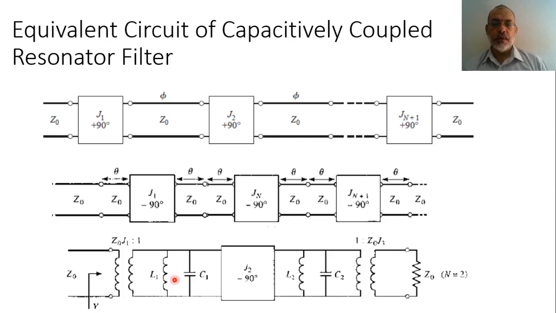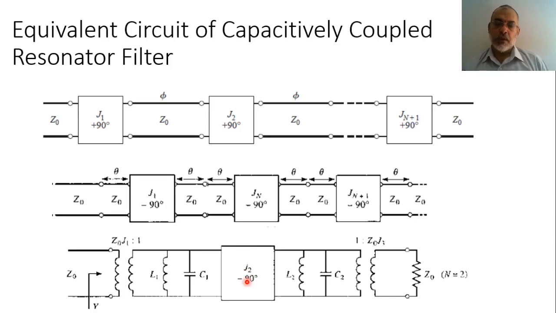In this case, we have a transformer corresponding to the admittance inverter of the input, and another transformer corresponding to the admittance inverter of the output, and in between we have a resonance circuit corresponding to this transmission line section, and another resonance circuit corresponding to this transmission line section, and in between we have an admittance inverter which corresponds to J2.